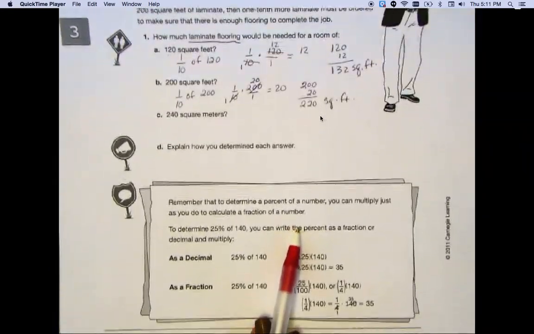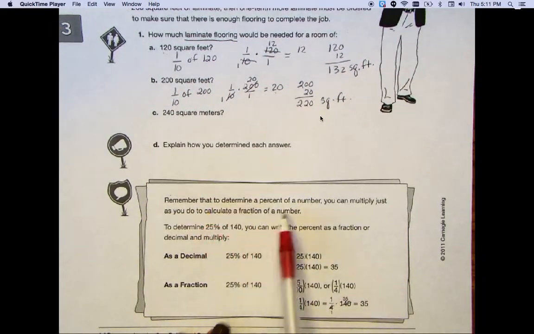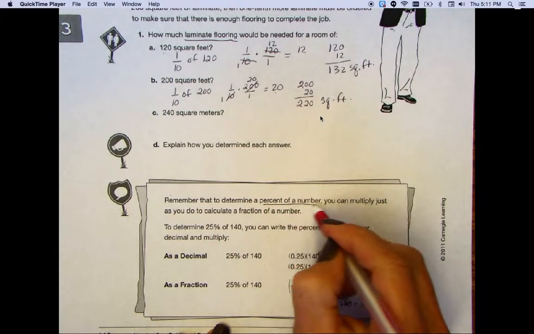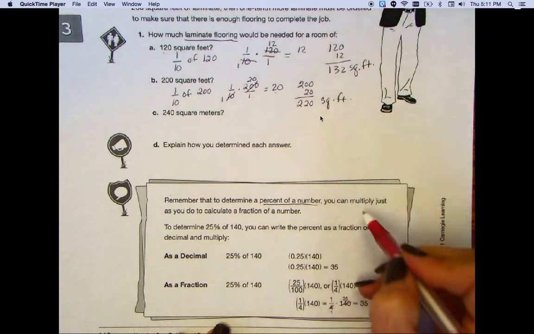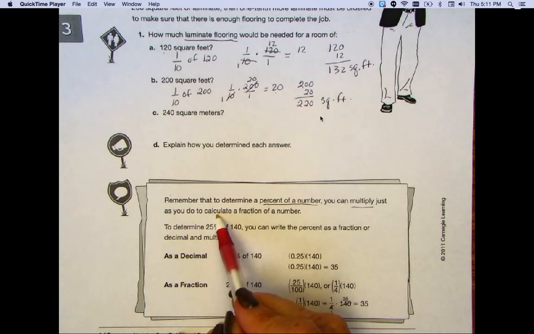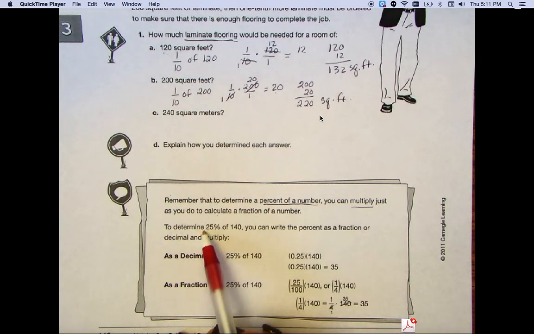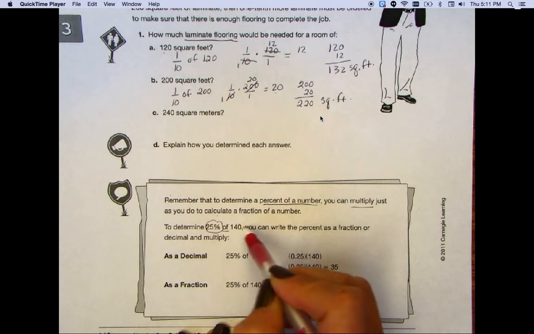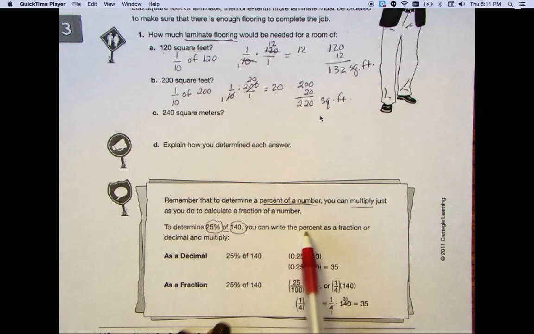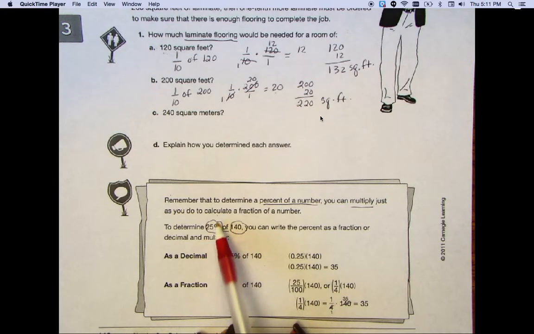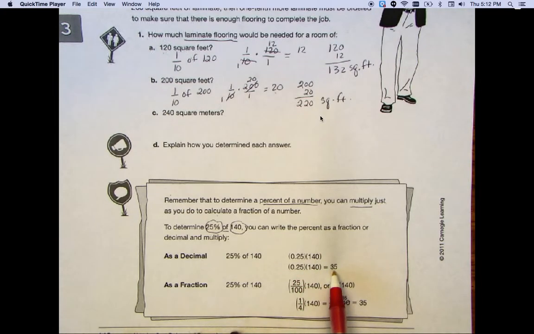I'm going to look down into this box. It says, remember that to determine a percent of a number, you can multiply just as you do to calculate a fraction of a number. So we did this with fractions. To determine 25% of 140, you can write the percent as a fraction or as a decimal. So they took 25%, and they're first going to write it as a decimal. That's the same thing as 25 out of 100, 25 hundredths. So if you multiply these two, we get 35.